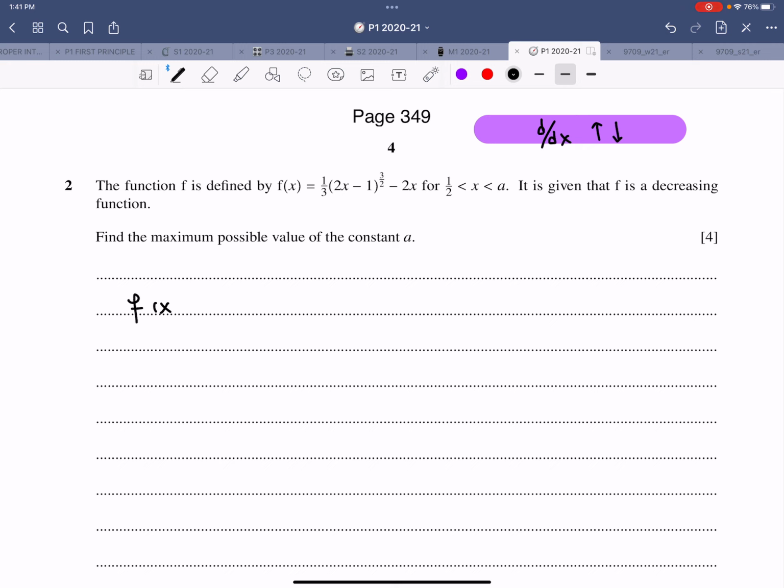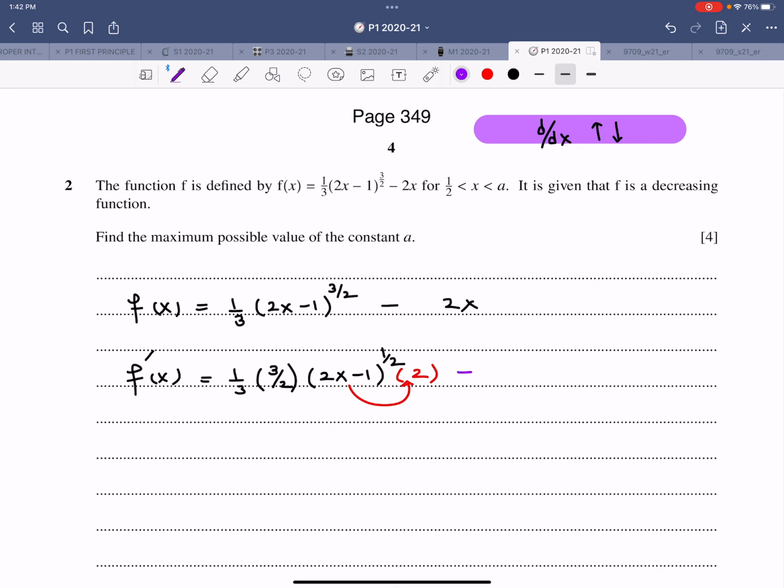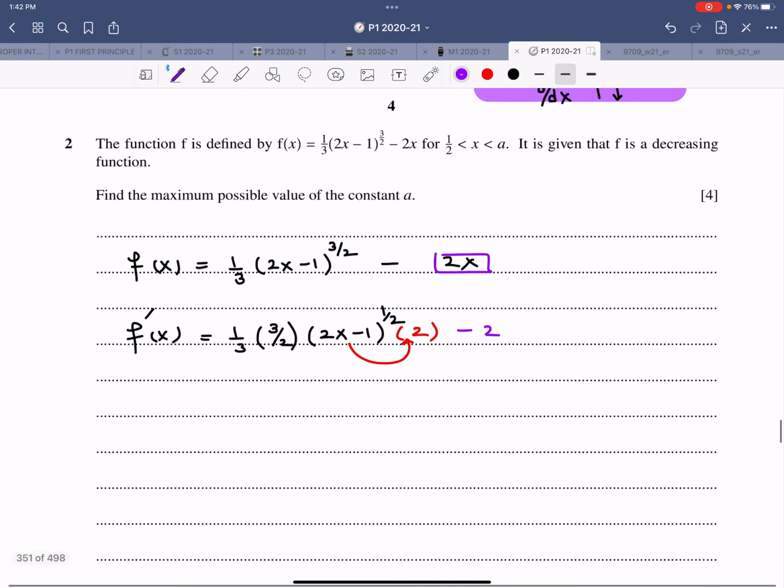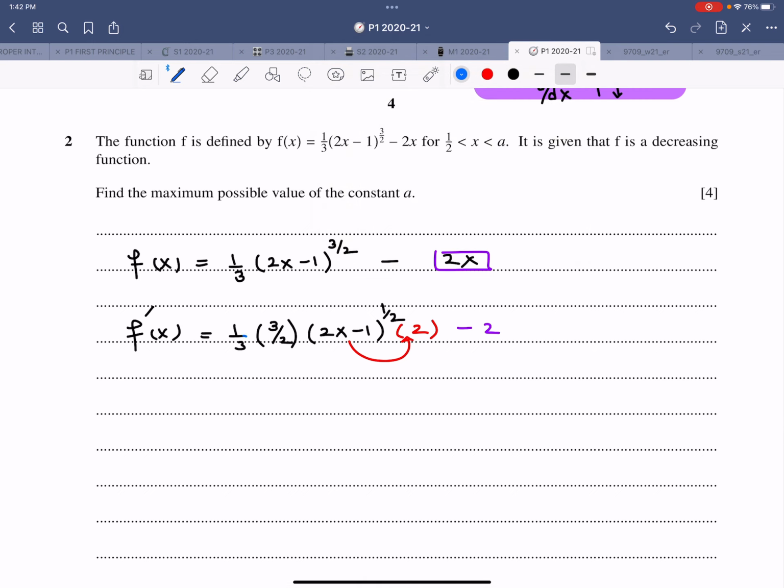f(x) is 1/3 (2x minus 1) raised to the power of 3 over 2, minus 2x. Differentiate. So 1/3 remains as it is. 3 over 2 comes down, 2x minus 1, power reduces by half. Don't forget to multiply by the derivative of the bracket, which is 2, and the derivative of negative 2x is simply negative 2. Check everything. It's always wise to do that. This 3 cancels, this 2 cancels. What am I left with? I'm left with square root of 2x minus 1, minus 2.